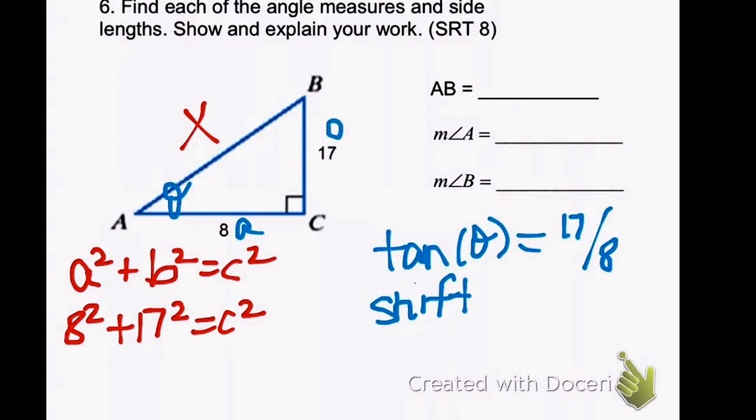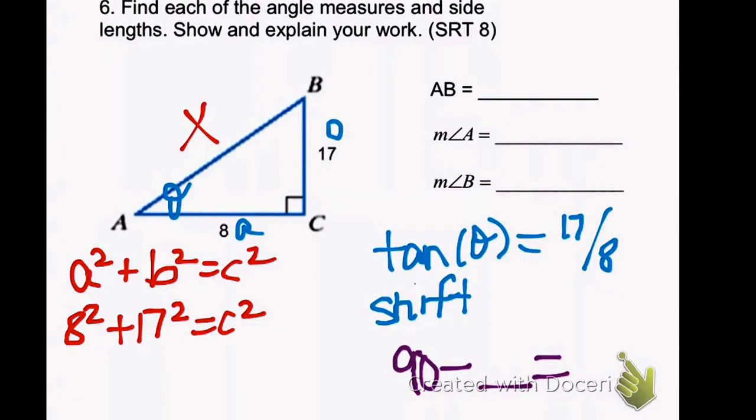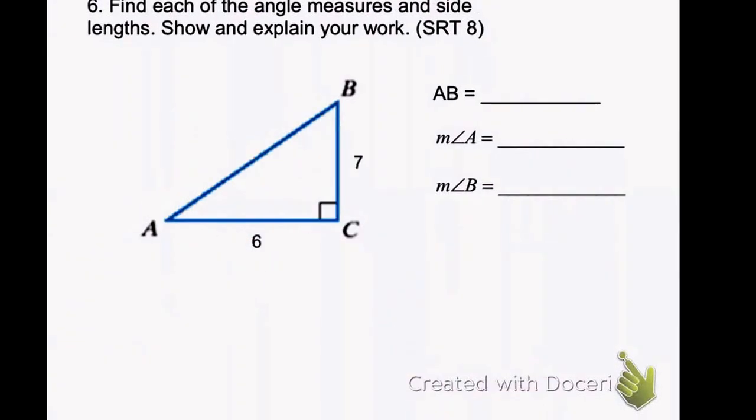And the last thing I want to do is find angle B. So to find angle B, I'm going to subtract what I get from angle A, and that's going to give me the measure of angle B. On this one, I want you to use the Pythagorean theorem to find AB. Now that you know side AB, I want you to find angle A. Use the inverse trigonometric ratio to find angle A.